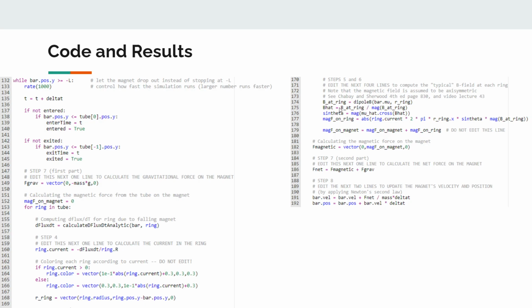function, and we have the B hat value, which is just calculating the unit vector of B, and then we have the sine theta, and the magnitude of F on ring, and the magnitude of F on magnet, which are calculated here as well. And then for step 7, we're just calculating the net force, and for step 8, we're just calculating the velocity and position of the bar.